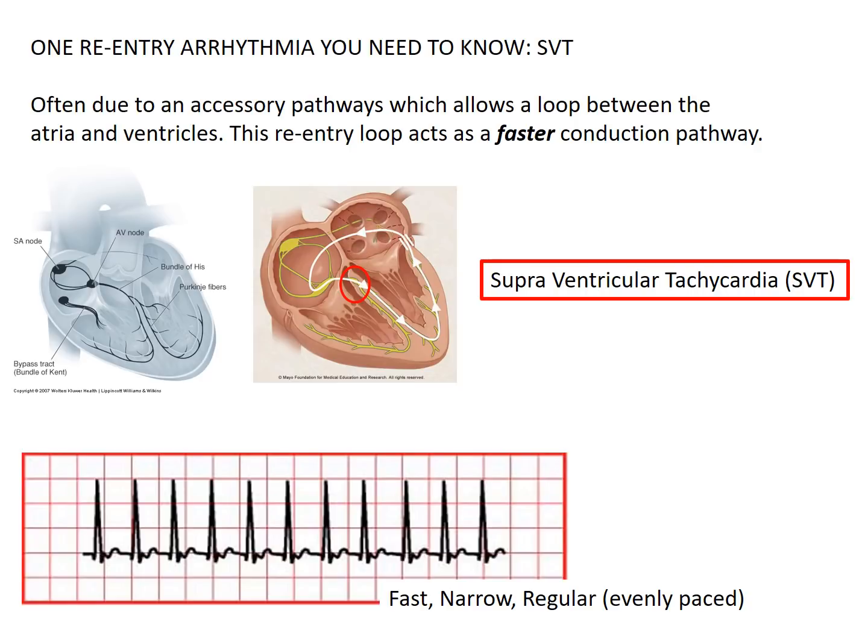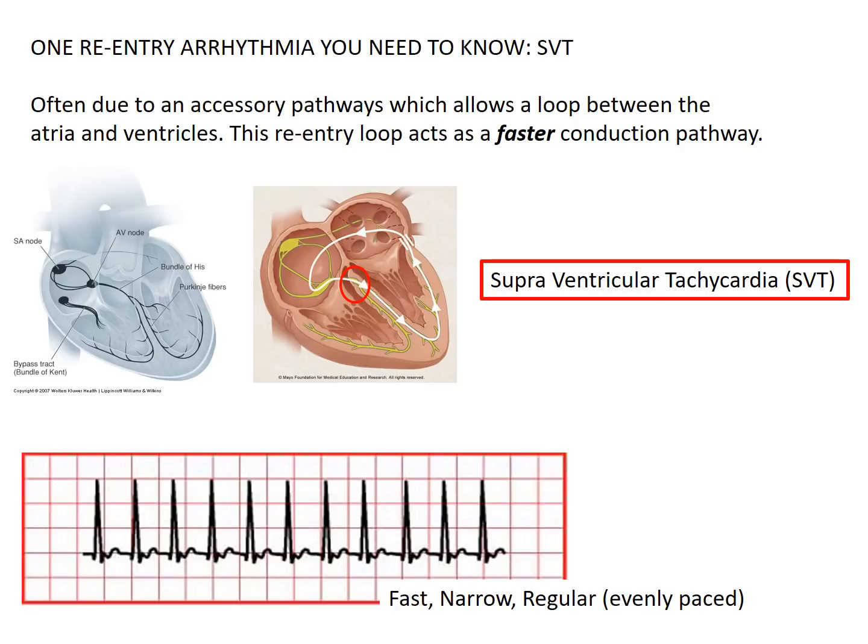And very often that circuit, if it's moving through the atria and the ventricles, can involve the AV node. And this is what sets up supraventricular tachycardia, a very fast, narrow, regular, even-paced tachycardia. In kids, I've seen SVT go as high as 230 to 240. In adults, you can certainly see SVT hit rates of 180 to 200.